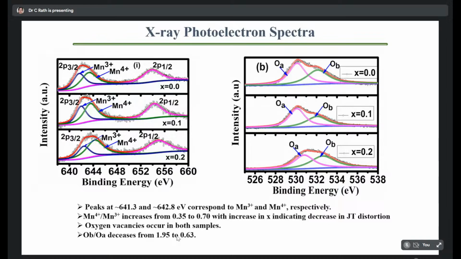Here, this is the oxygen spectra. One peak is due to oxygen lattice and the other is the surface oxygen. So when we take the ratio, it indicates how much oxygen vacancy is produced. We have normalized OB to OA, but it is not an exact quantification of oxygen vacancy. But there is an indication of oxygen vacancy with the presence of Mn4 plus.